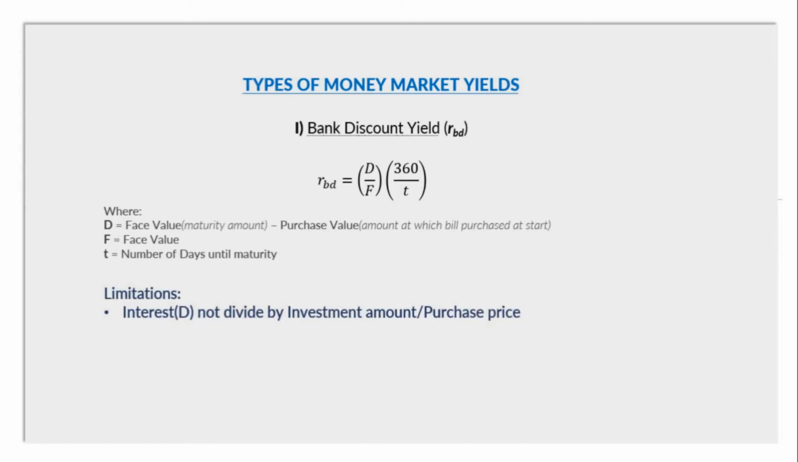The first is that the interest D is not divided by the purchase price, but it is divided by the face value. The second is that the yield is analyzed with simple interest, thus it ignores the opportunity to earn interest on interest. The third is that it is based on a 360-day year rather than a 365-day year. So these are the limitations of this yield.